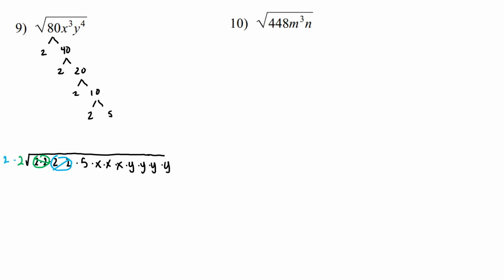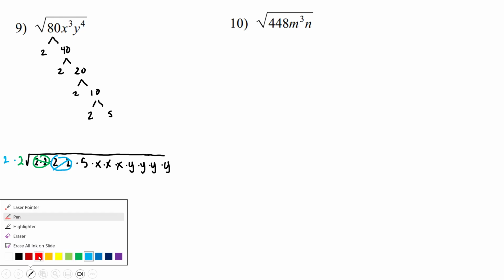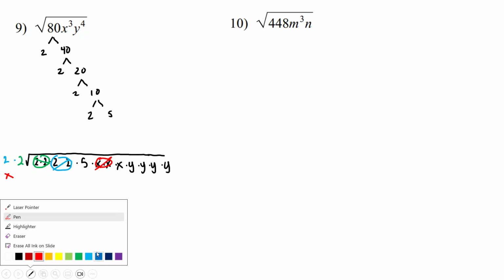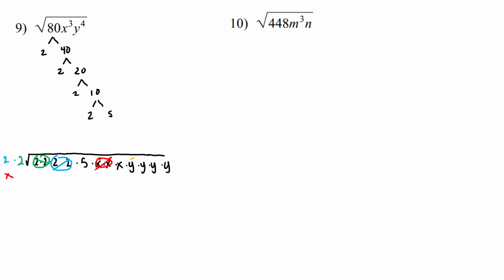Cross it out. Now I do the same thing with the x's. There's 3 x's. I have a pair of x's. I'm going to put the x down here. For every pair, one goes on the outside. And then we'll do orange. I have a pair of y's.